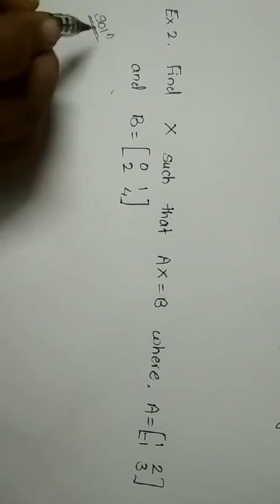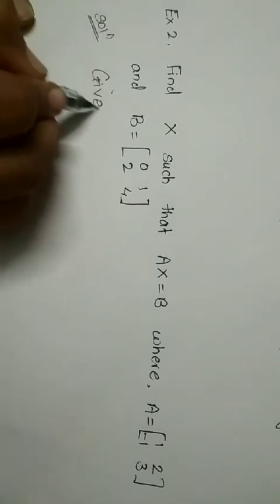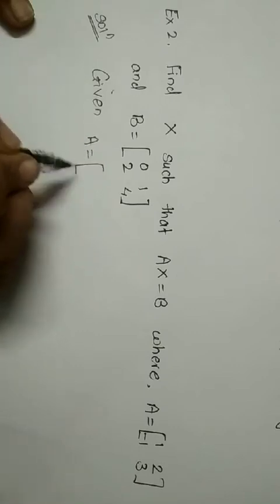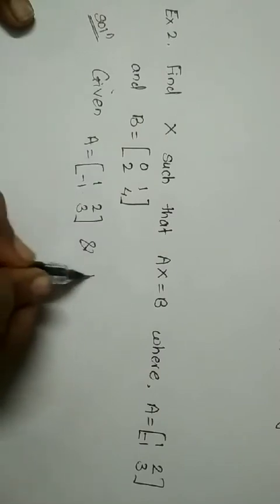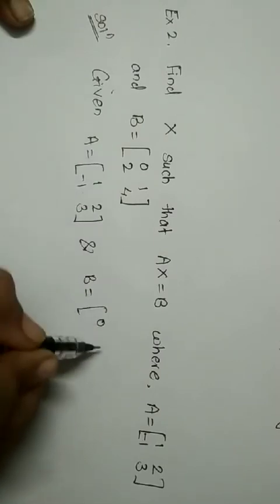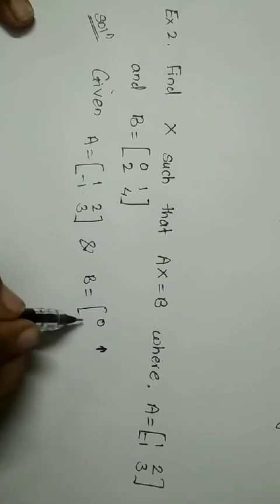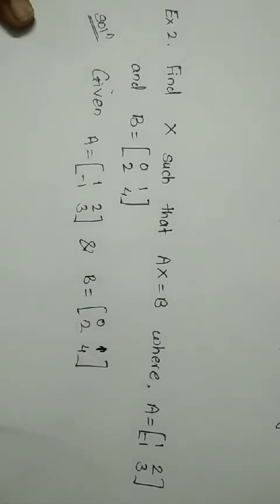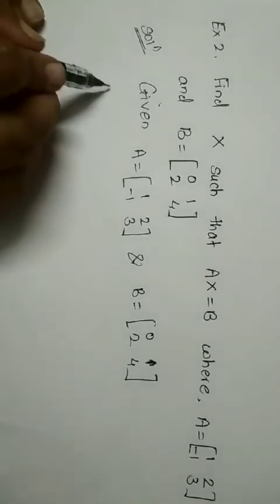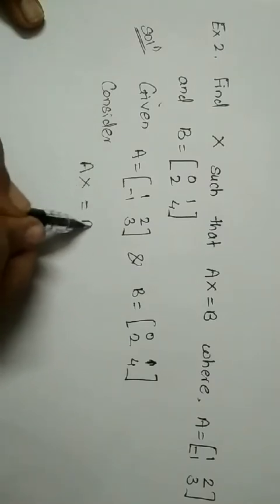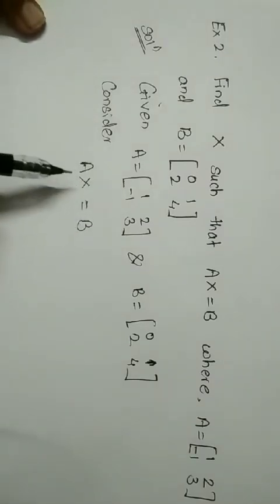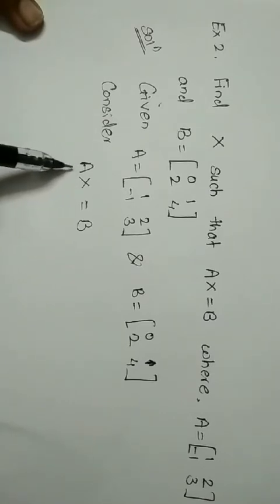So in the solution, first of all write the given matrices. Given A is equal to the matrix 1, 2, minus 1, 3, and B is equal to the matrix 0, 1, 2, 4. So now consider the given condition, AX is equal to B. Our aim is to find the matrix X. Means here we reduce this matrix A to the identity matrix.